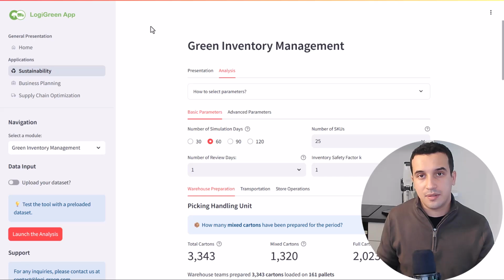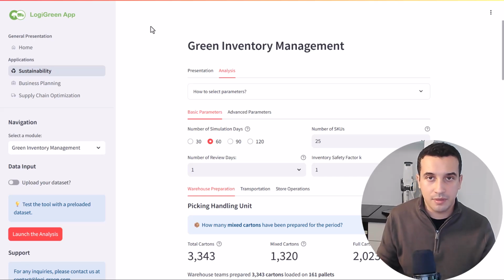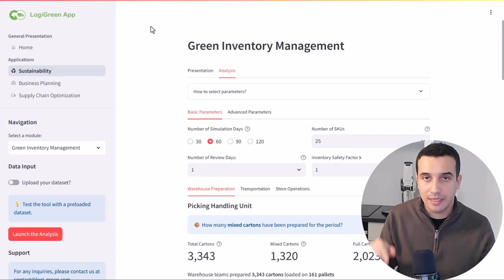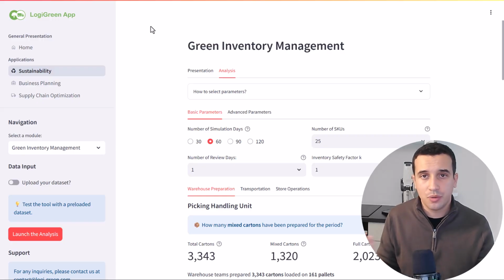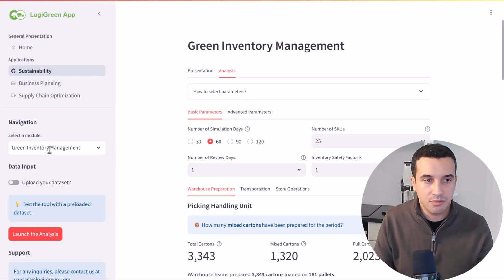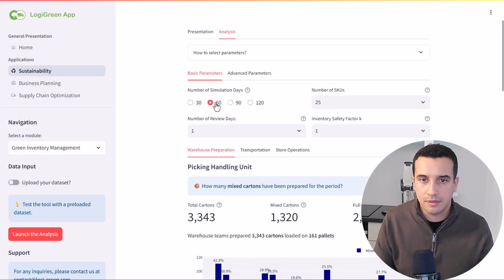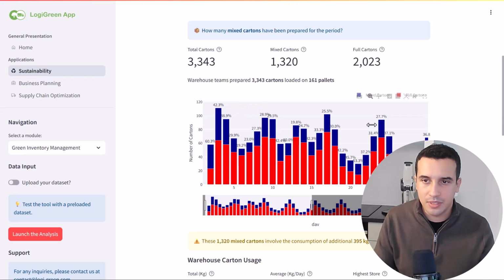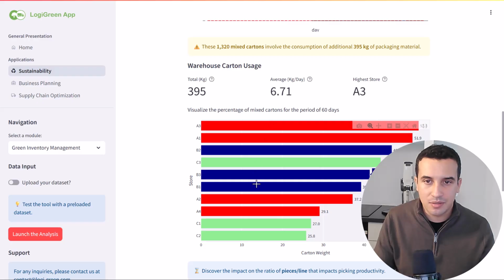I was so convinced about the concept that I even deployed a specific module in our LogiGreen Apps, which is basically a web application that is publicly available. You can find a link in the description, that we are using to showcase the different analytics solutions that we can provide to companies. So if you go on sustainability, you have a specific module called Green Inventory Management. And based on the different assumptions that I have shared in the case study, you can measure day by day. For instance, here I think is the percentage of mixed carton, full cartons. You have the visibility by store in the percentage of mixed carton.